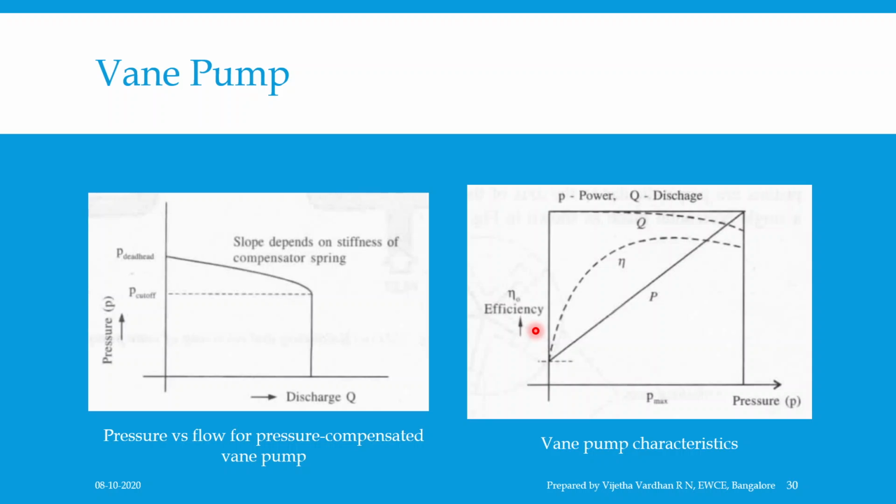Now the vane pumps are moderate to high in overall efficiency and power rating. A good vane pump may have a volumetric efficiency as high as 90%. Now you can see the characteristics of the vane pump which is given in the figure over here.